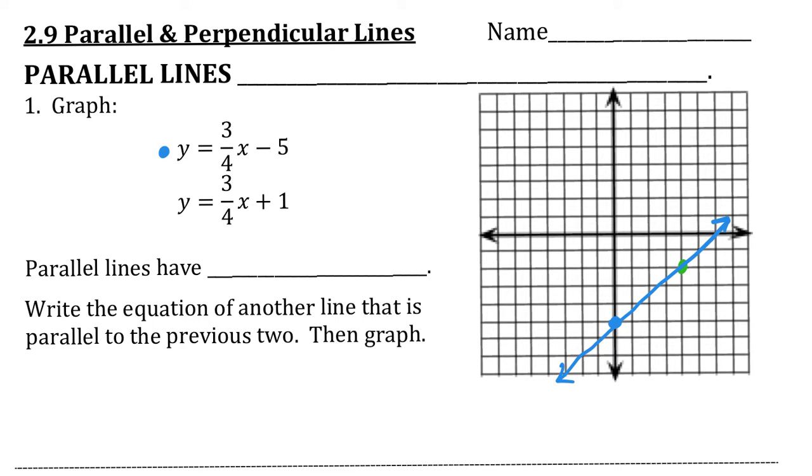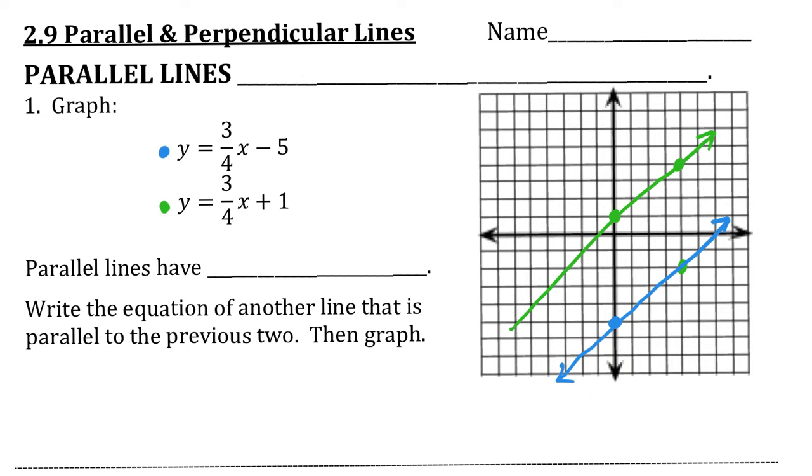Okay, so for the second line, the y-intercept is +1, so on the y-axis I'm going to go to +1. The slope is 3/4, so from the +1 I'm going to go up 3/4 to get another point on my graph. And I'm going to go ahead and draw this line.